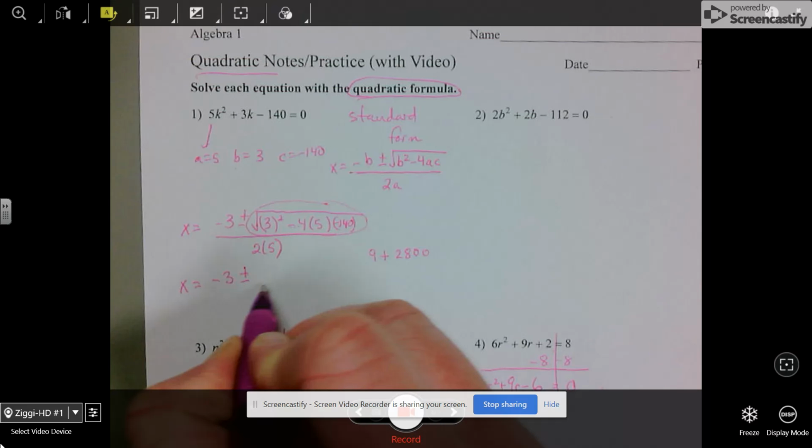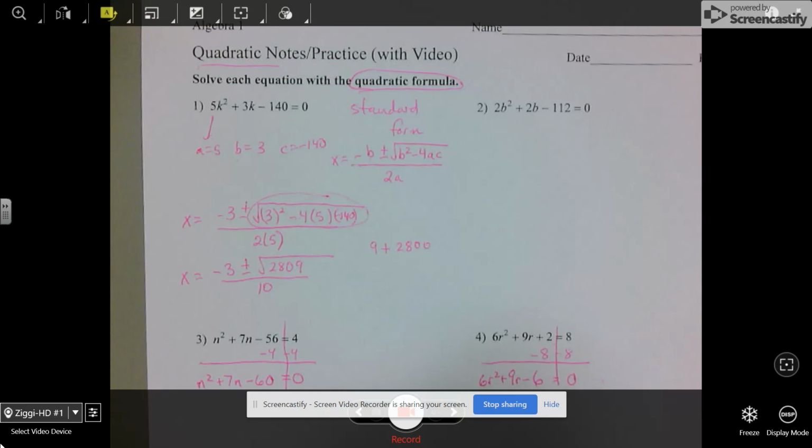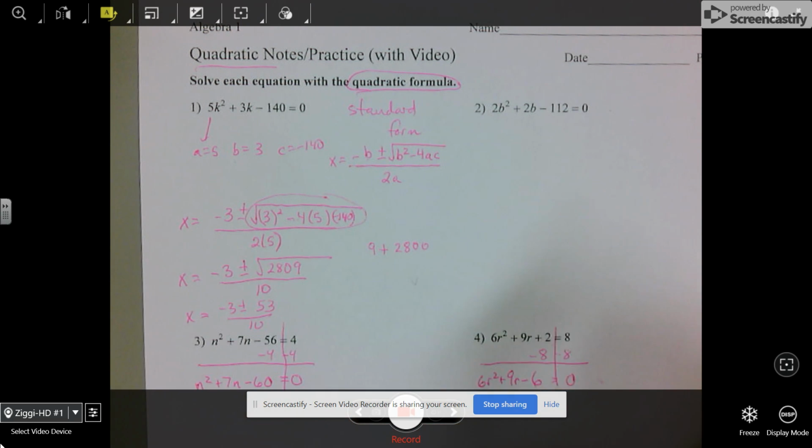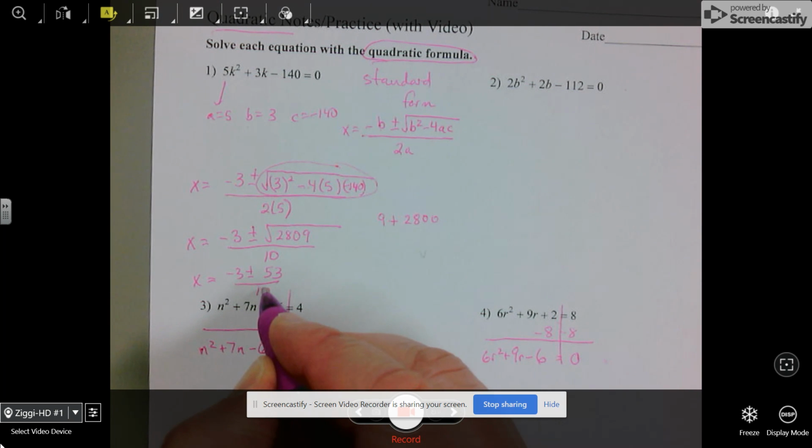You can check to see if it is a perfect square. You can use your calculator and then start dividing it. However you use your calculator, the square root of 2809 is a perfect square, 53. Not one that you have memorized probably. So this is x equals negative 3 plus or minus 53 over 10. Now it's important to put this into two different answers. So we have negative 3 plus 53 over 10 and negative 3 minus 53 over 10.